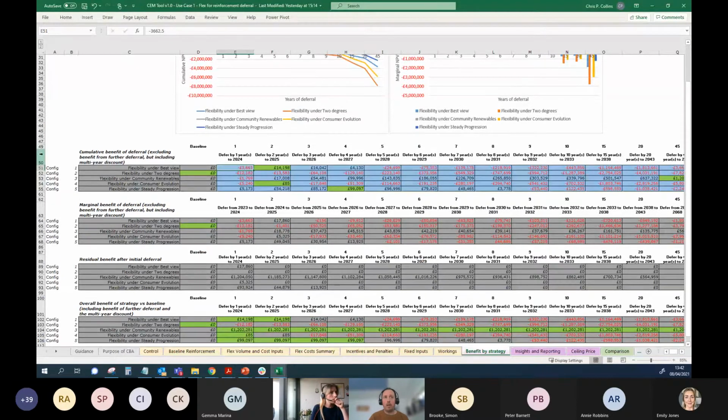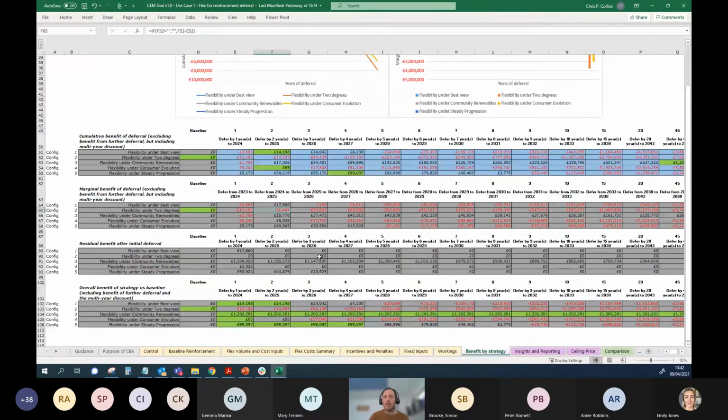So just to be clear on what these tables are, this is the cumulative benefit. So this is the benefit of deferring by 2 years under these different scenarios. The next table down is the marginal benefit. So that's saying what's the benefit of deferring from year 1 to year 2. So we should be seeing positive numbers if it makes sense to do so, and negative numbers if it doesn't make sense to do so. And then these final two are just getting back to this point that just because it makes sense to procure for 2 years under the best view, it doesn't mean I shouldn't just procure for 1 year at first and then leave myself the option to carry on procuring for a subsequent year.